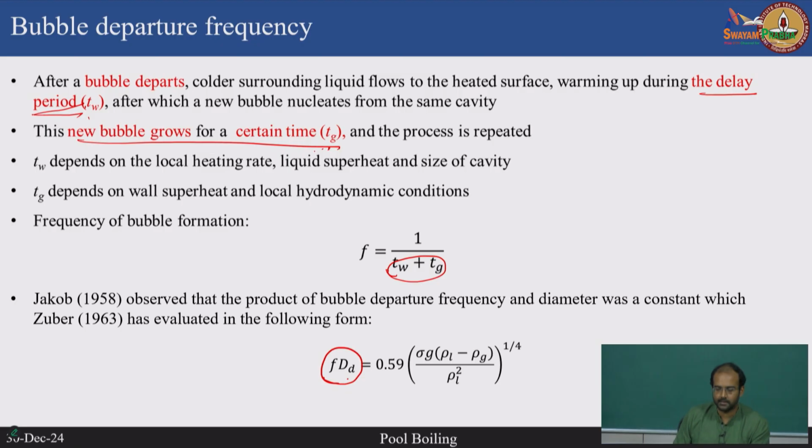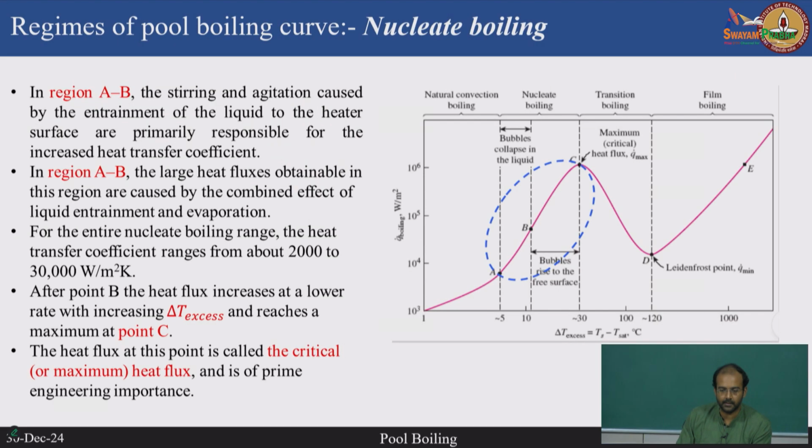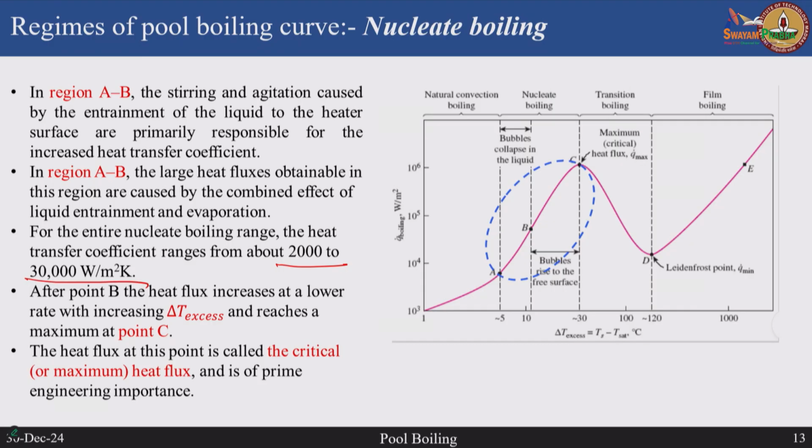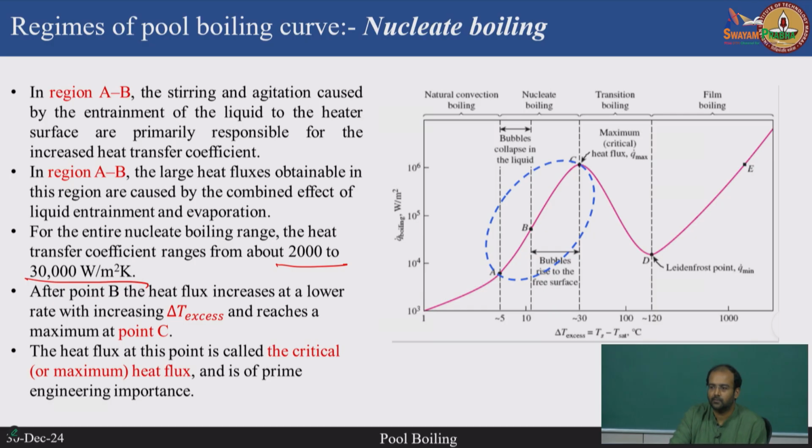Some of the models in pool boiling, in nucleate boiling, also involve these kinds of empirical models where the bubble departure diameter and frequency are estimated. I think I have talked about nucleate boiling in some detail, but you can always go through it. As I said, the heat transfer coefficients can range from 2000 watt per meter square Kelvin up to 30,000 watt per meter square Kelvin, which is very large compared to single phase convective heat transfer coefficients, which are of the order of a few tens to a maximum of 100 watt per meter square Kelvin.